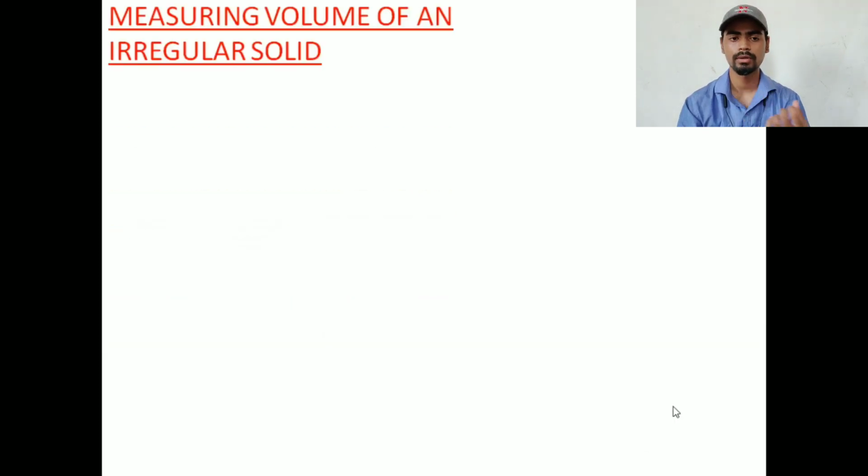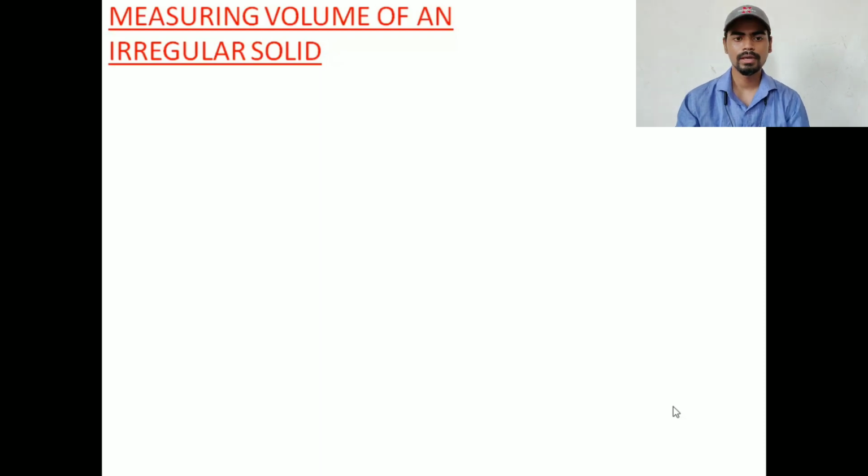So let us quickly move to the next one, that is the measuring volume of an irregular solid. Okay, for regular ones we just discussed the formulas, right? If a cube is there, that is side into side into side, this is the side cube. If a cuboid is there, then length into breadth into height.